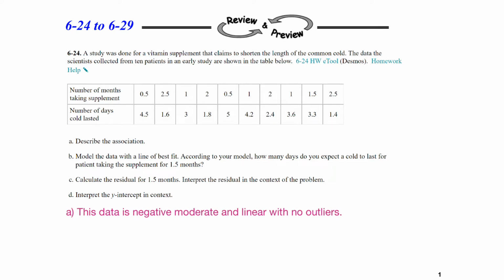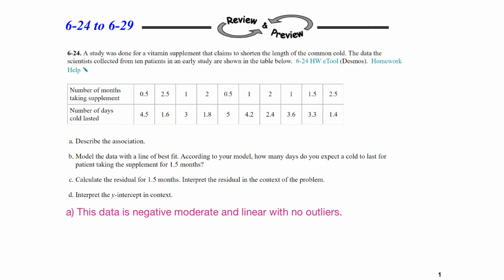Part B, model the data with a line of best fit. According to your model, how many days do you expect a cold to last for a patient taking the supplement for 1.5 months. So once again, all this stuff is going to be different because it's your model. The data is the same, but your line of best fit could be different. So I'm going to just show you based on the line of best fit that was created, and on that one, approximate how long the cold would last.